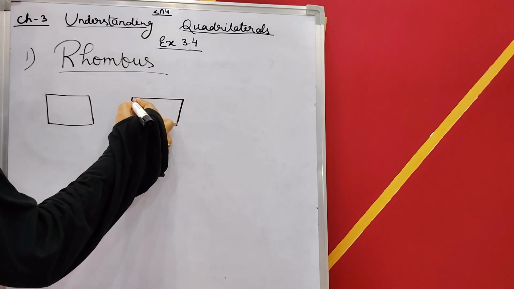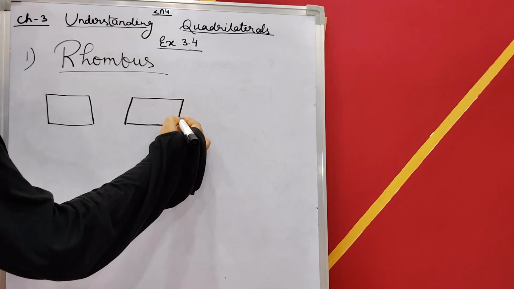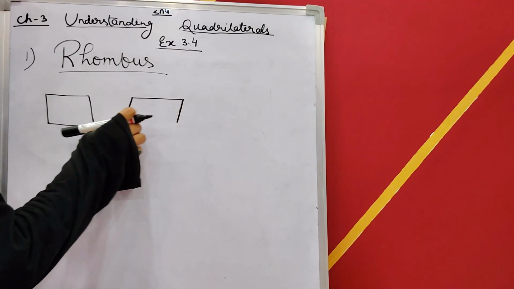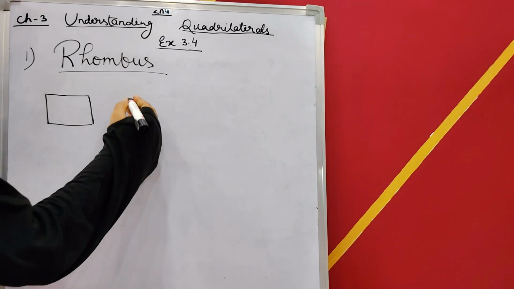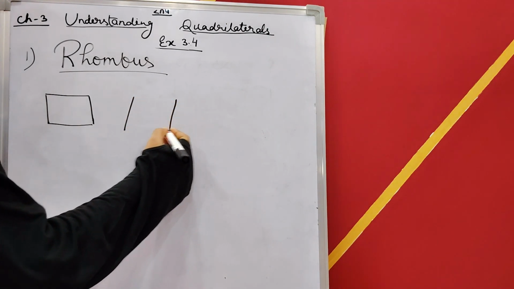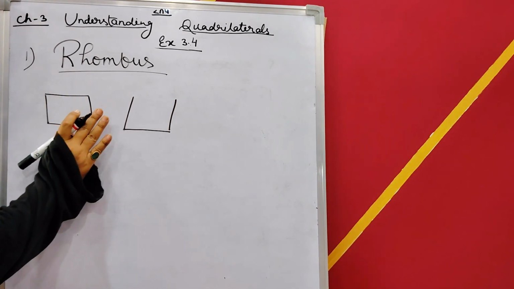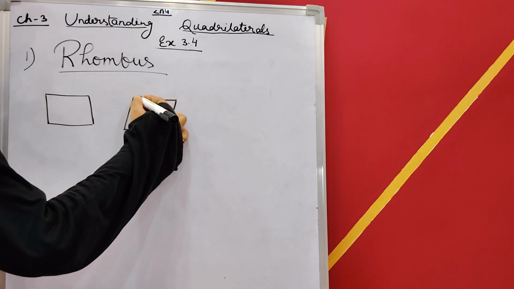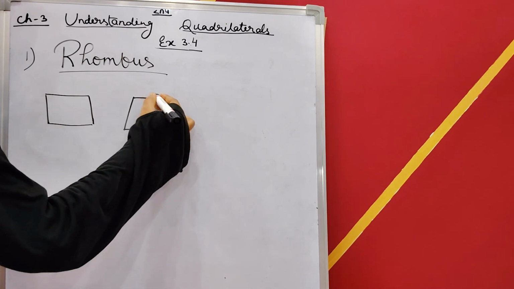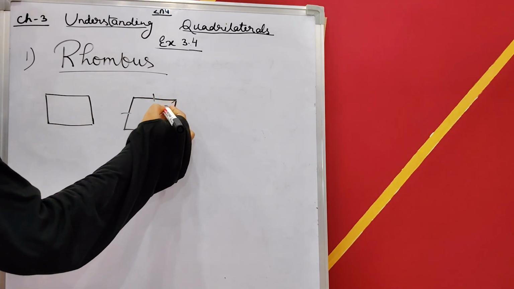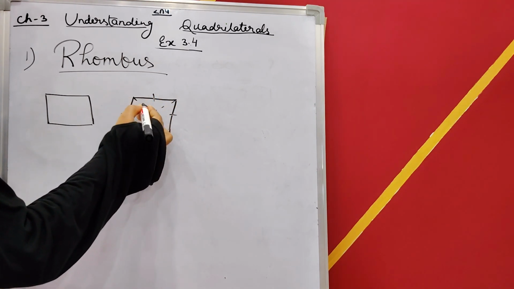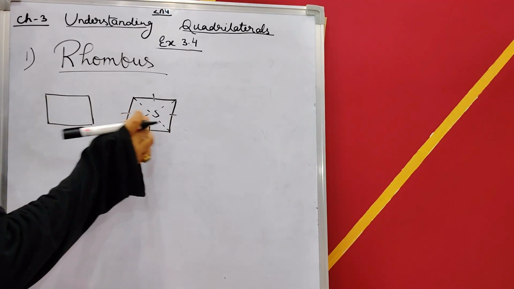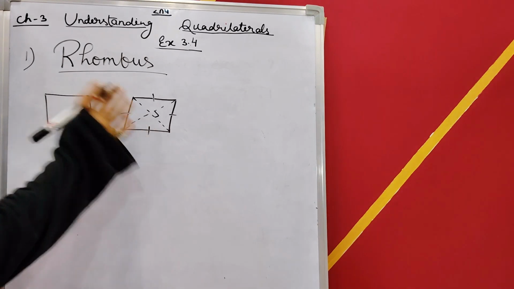A rhombus has the property that all sides are equal, because a square has all sides equal, and if you get the shape by pushing a square, you get the rhombus, so it means all sides of a rhombus are equal. Yes, definitely all sides are equal. And the diagonals bisect each other at 90 degrees. And the angles are not equal.